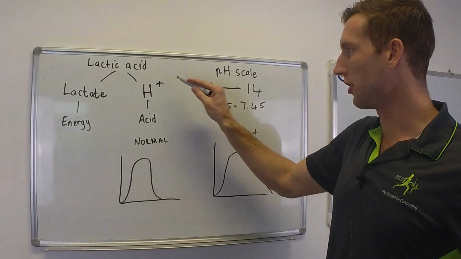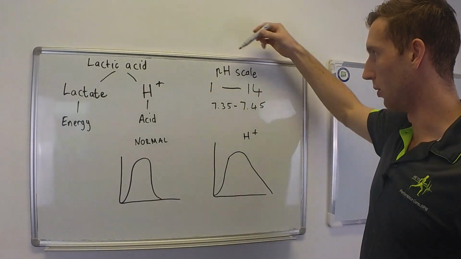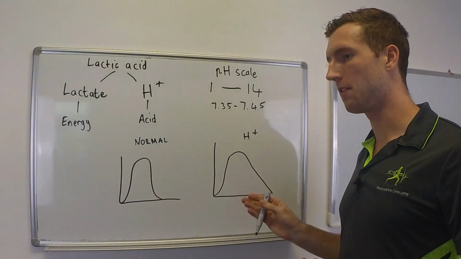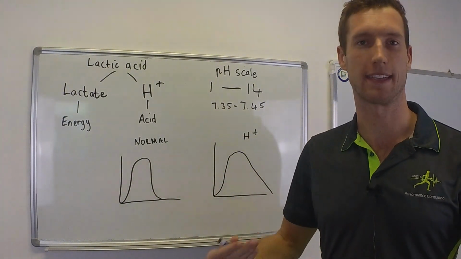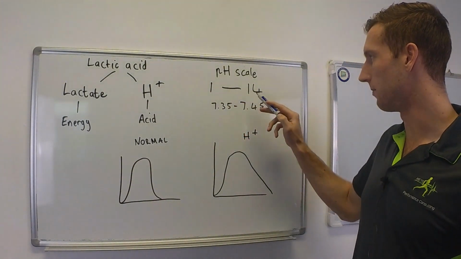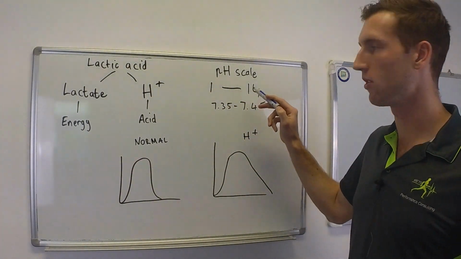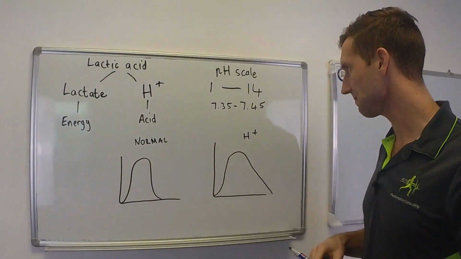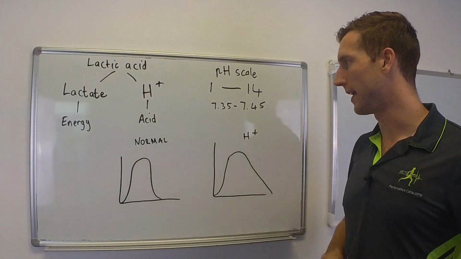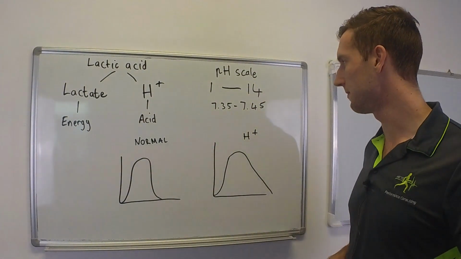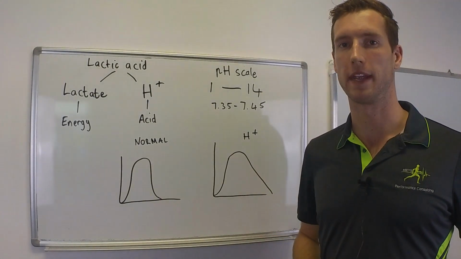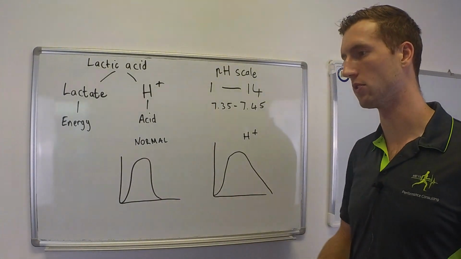Now, hydrogen is acidic, okay? We've all heard of the pH scale. pH means potential hydrogen. The more hydrogen we have, the more acidic a substance is, okay? So the pH scale is a number from 1 to 14, 14 being very base, very alkaline, 1 being pure acid. Human blood sits between a pH range of 7.35 to 7.45, with 7 being neutral, so slightly on the alkaline side.